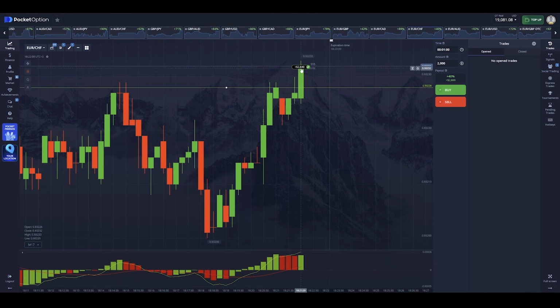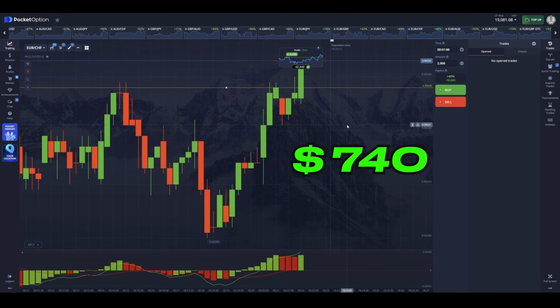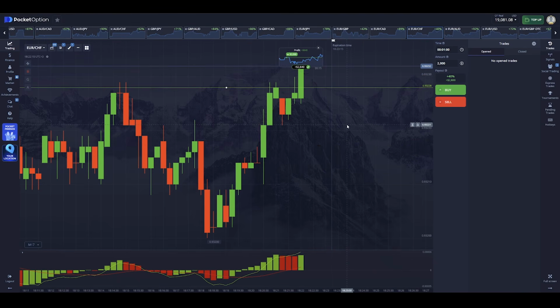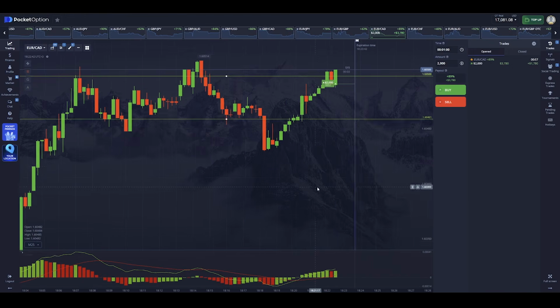As you can see, the price breaks through this level and brings me $840. Yeah, the payout here was small, so let's open another trade using this strategy. On the Euro-Canadian dollar, I'm opening another trade on the breakout of the level.